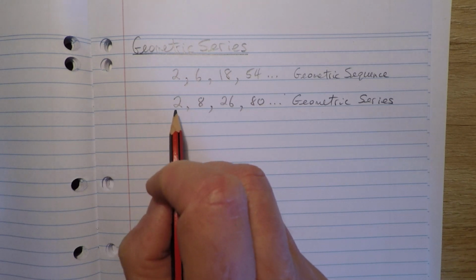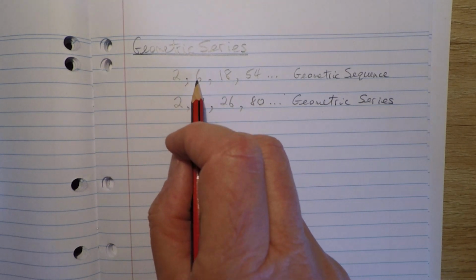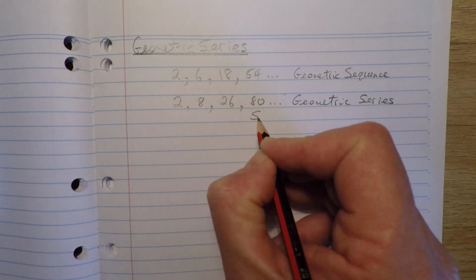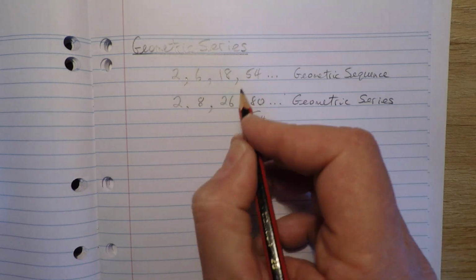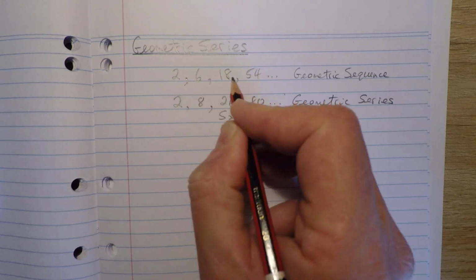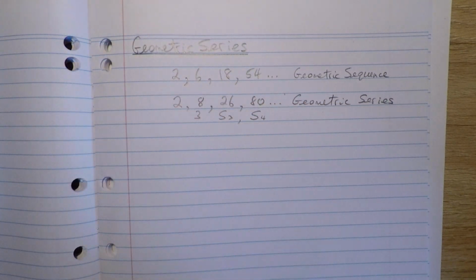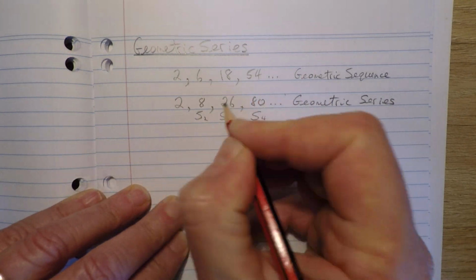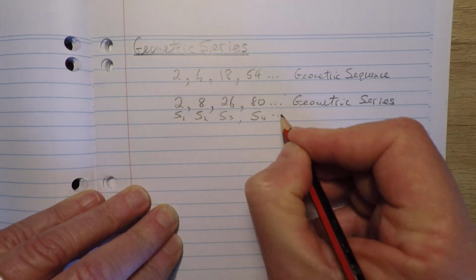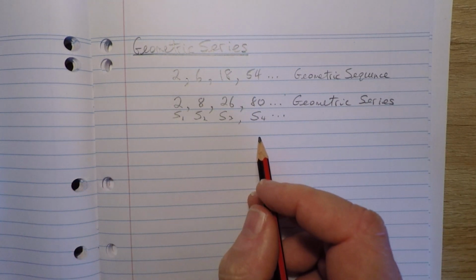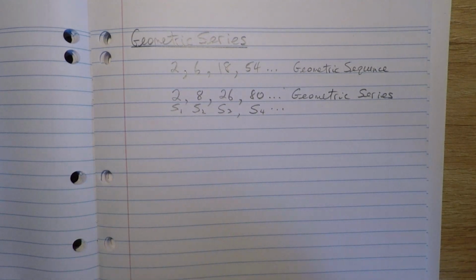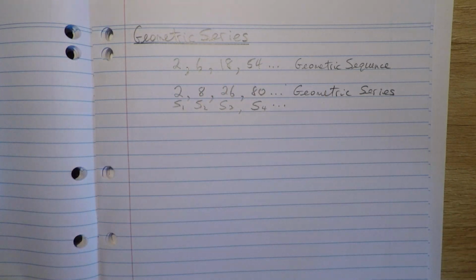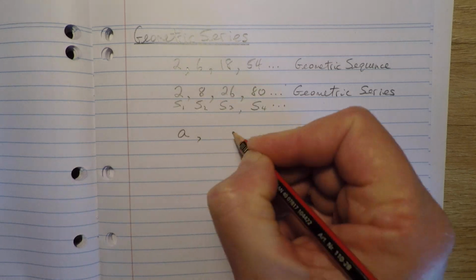This is the sum to one term. This is the sum to two terms. This is the sum of the three. We would refer to each of these in turn as S. This one is S4, the sum of 4 terms. This one is S3, the sum of 3 terms. S2, the sum of 2 terms, S1, the sum of 1 term, and so on. Now we can keep going as far as we like. And our task today is to try and generate a formula for calculating the sum to any term we like of a geometric series. So let's start with the generalised version.